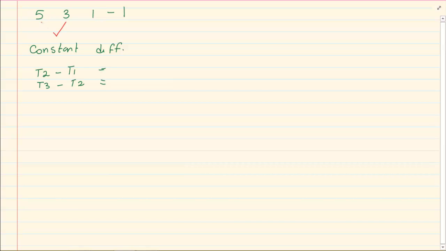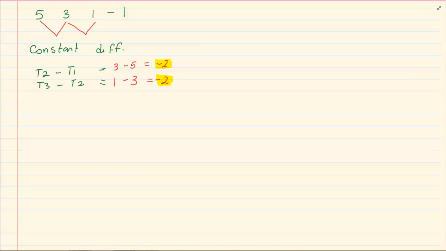If we say 3 minus 5, and if we take term 3 minus term 2, we'd have 1 minus 3. And you notice both our answers are minus 2. Now this is what we would call our constant difference.